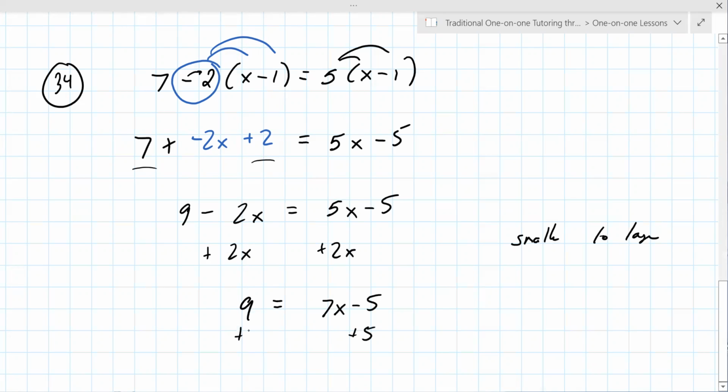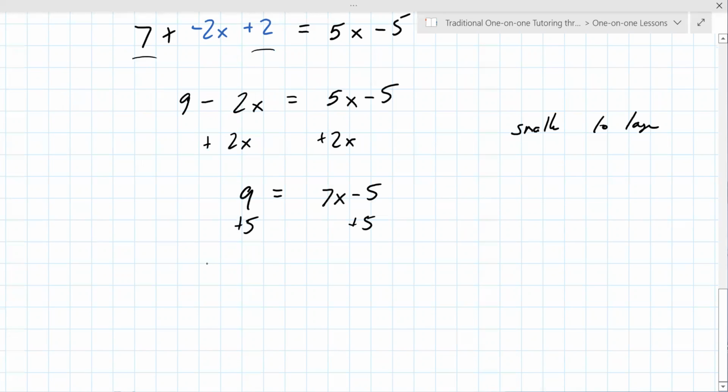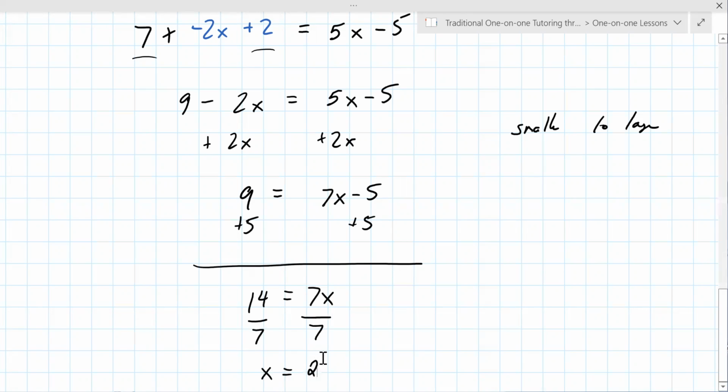Add 5 to both sides to undo the subtraction by 5. And then 14 equals 7x. We're almost there. Divide by 7. X equals 2. So quite a bit there. You can also go back and check your answer. So I'm not doing that, but you could. You go back and put that value in for x, and then you're figuring out, okay, how do I verify that the left side looks like the right? So we could talk about that at another time if needed.